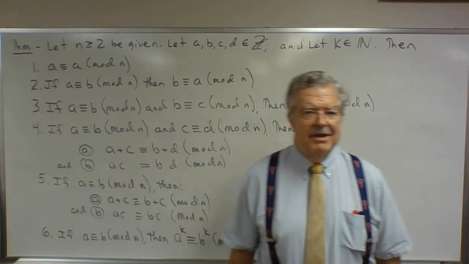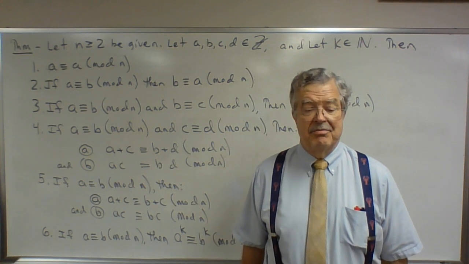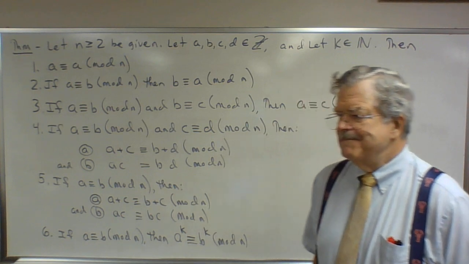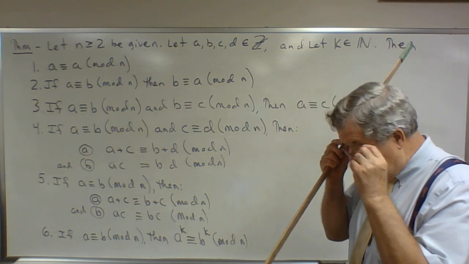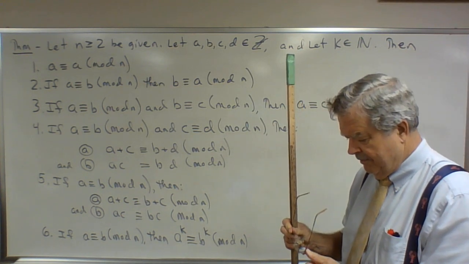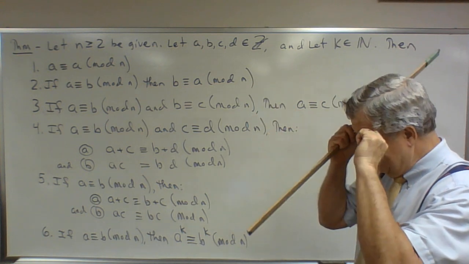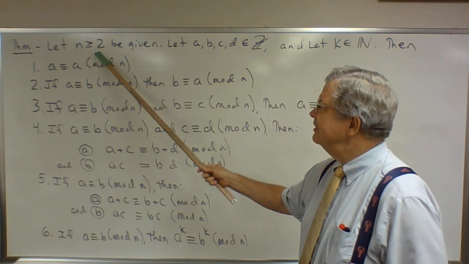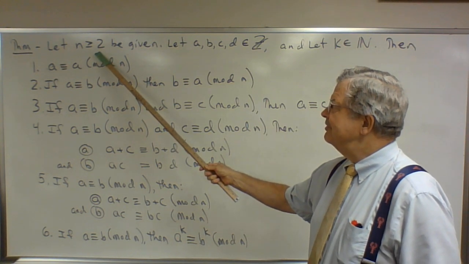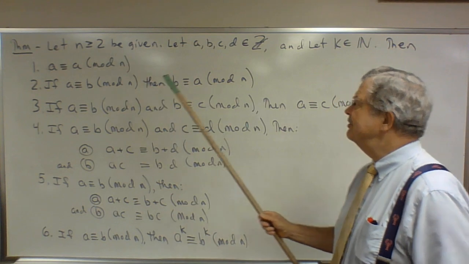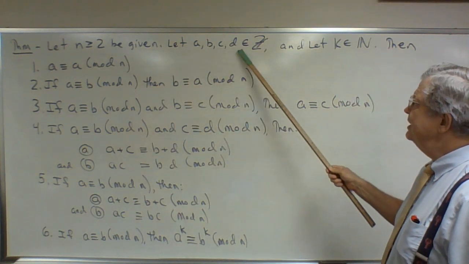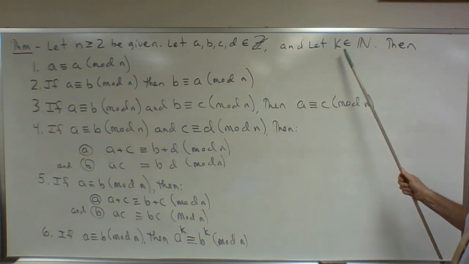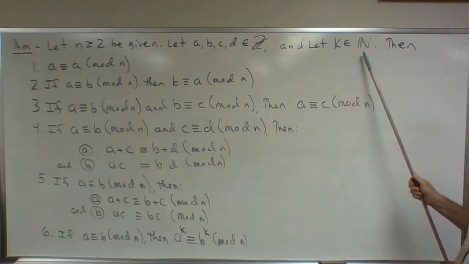Here's our theorem that gives us all the fundamental properties of congruences, modulo arithmetic. And here are the premises or the hypotheses. N is a natural number greater than or equal to 2. A, B, C, D are integers, any integers. And K is any positive natural number.